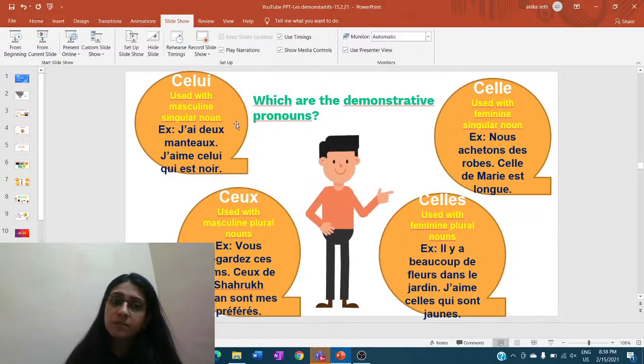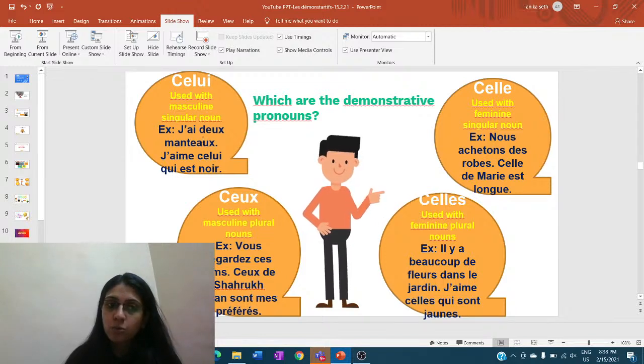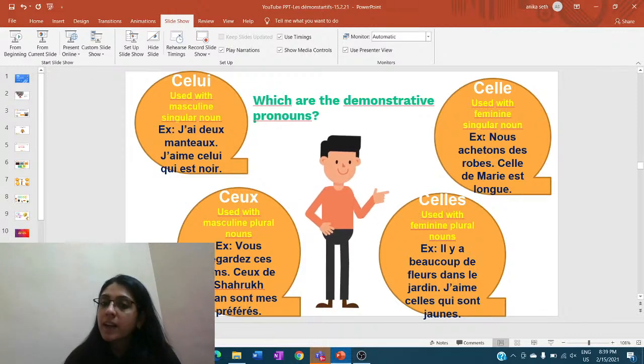Like in the first one, j'ai deux manteaux, j'aime celui qui est noir. So, I have two coats. J'aime le manteau qui est noir. Immediately you get to know you are replacing le manteau, which is a masculine singular noun, and we will replace it with celui. Same way, if we use celle over here, nous achetons des robes, la robe de Marie est longue.